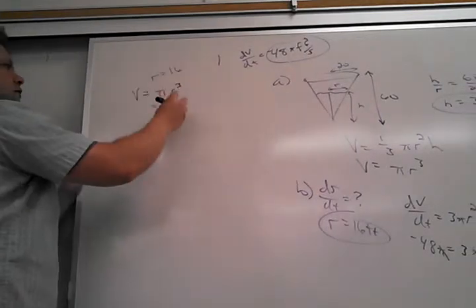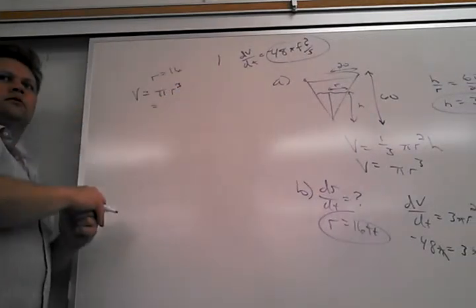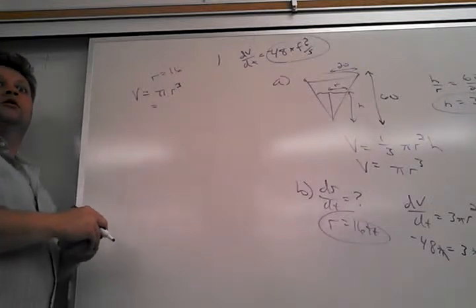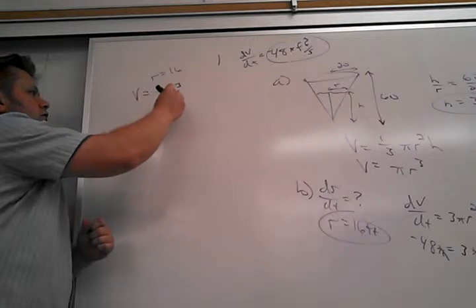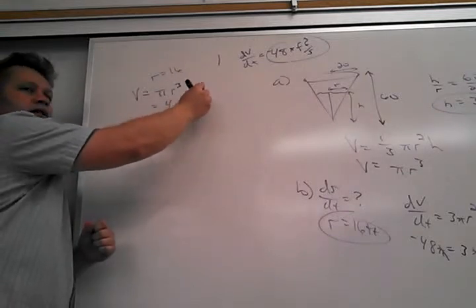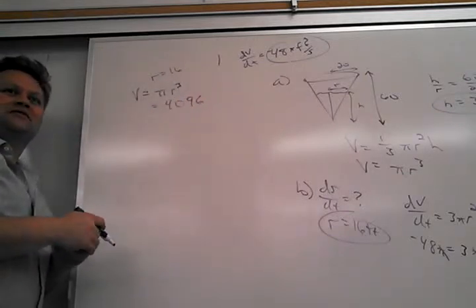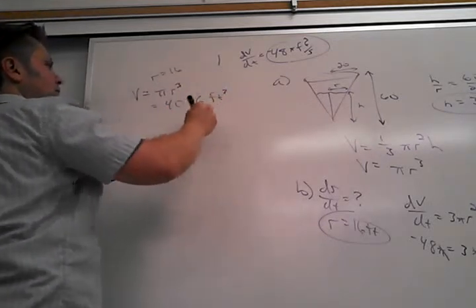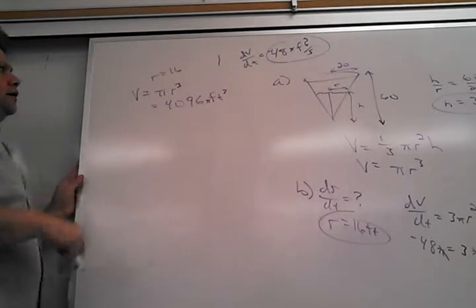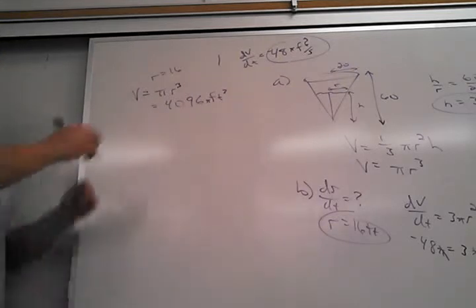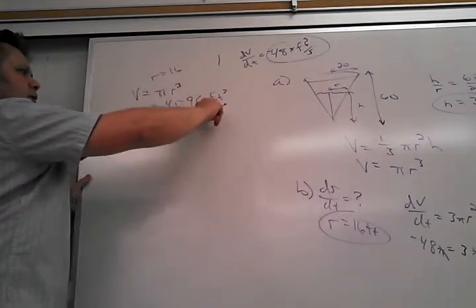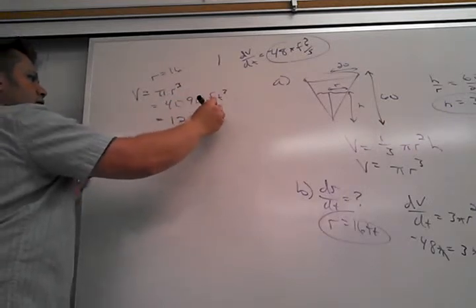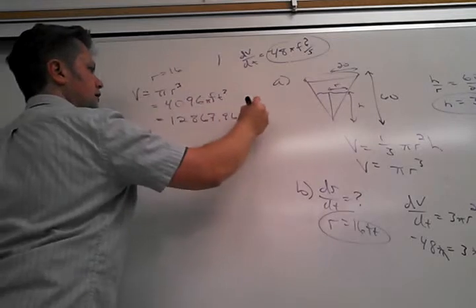What's 16 cubed? 4,096. Cubic feet, times pi. And in fact, let's take that even further. Multiply by pi for us. 12,867.963, cubic feet, roughly.